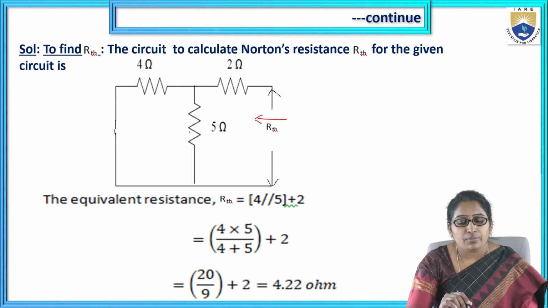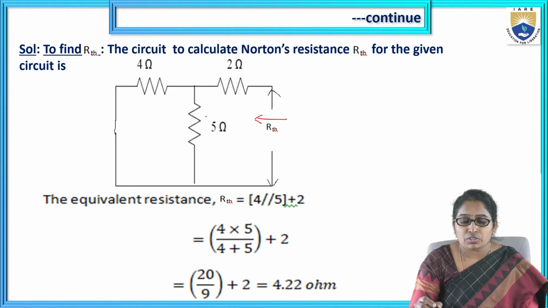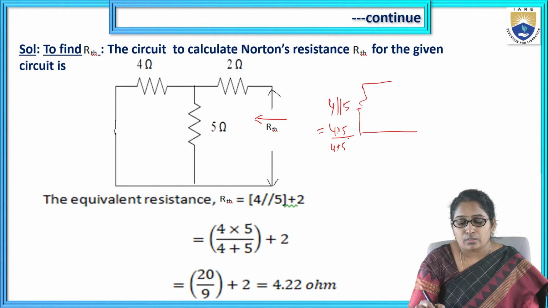So if I start from the other side, this 4 ohms and 5 ohms, the first step, they are in parallel. Yes or no? The current flowing through them is different. That means they are in parallel. So my first step is the parallel combination of 4 ohms and 5 ohms. That is nothing but 4 into 5 by 4 plus 5, so 20 by 9.